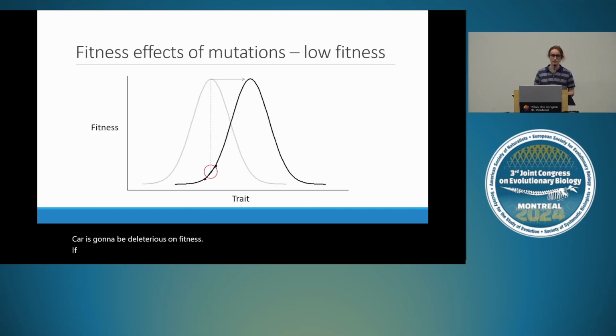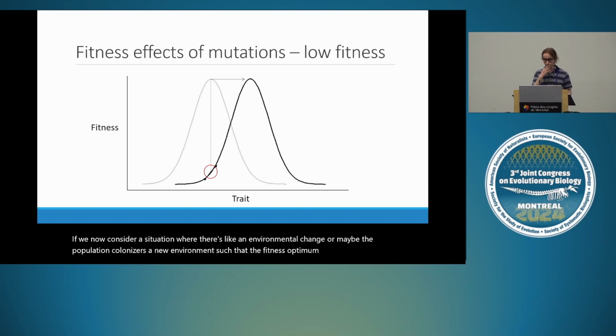If we now consider a situation where there's an environmental change, or maybe the population colonizes a new environment such that the fitness optimum changes, there's going to be a change to the distribution of mutational effects. We see that this class of mutations here that increases the trait value can now have beneficial effects on fitness, in contrast to what they had before.